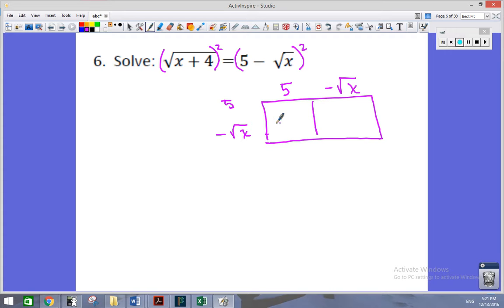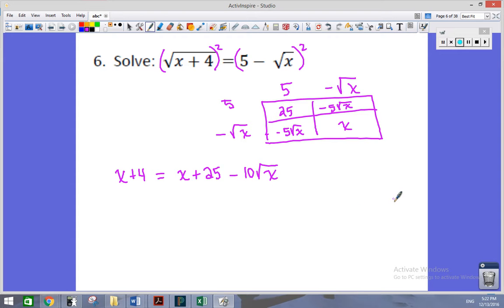So in the body of the table, we have 5 times 5 is 25. We have negative 5 radical x. We have another negative 5 radical x. Negative times negative is positive. The radical x times radical x, the radical goes away. And so on the left-hand side, I just have x plus 4. And on the right-hand side, along this diagonal, I have x plus 25. And along the other diagonal, I have negative 10 radical x.